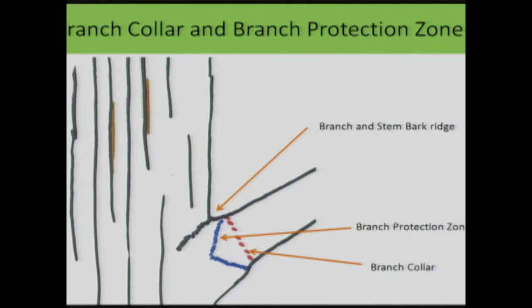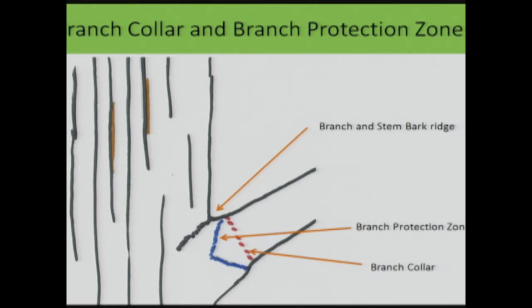The pathways to the vascular tissue are not straight and easy. They're kind of convoluted, so it's harder for fungi to get through there. The other thing is that within that collar, a specialized set of tissues form, which we refer to as the branch protection zone.